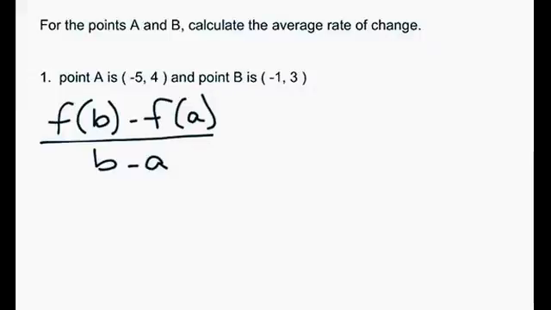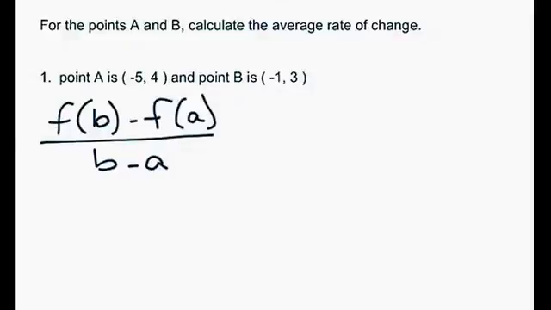Okay, we might label this one, we might label -5 x1 and 4 y1 and -1 x2 and 3 y2. You wouldn't think anything about that. We would plug it into the slope formula, y2 minus y1 over x2 minus x1. Okay, so in the same way, we're going to label these, but we are going to use our notation from our average rate of change formula.